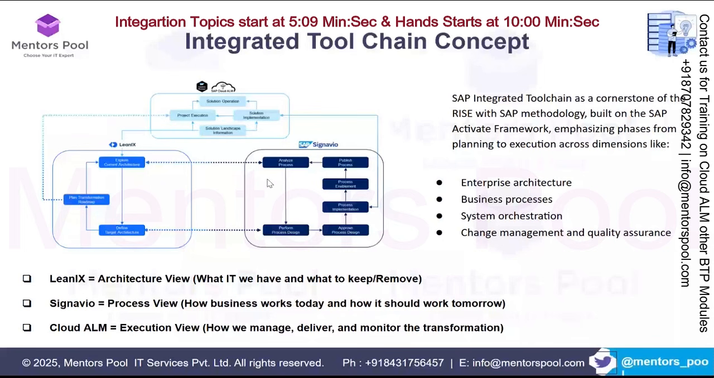Once you complete the process optimization, you sync to LeanIX to map your current IT landscape with the business processes. After these two integrations, you forward that new architecture to Cloud ALM to convert it into actionable items by creating requirements, user stories, features, and so on. So that is how the integrated toolchain concept is going to work.